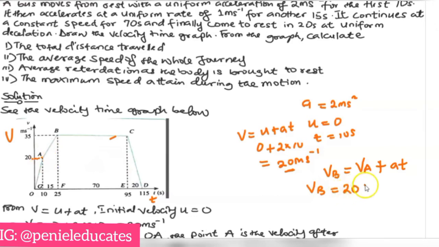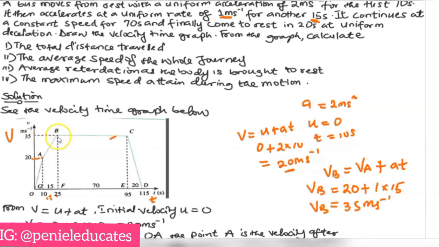So we have 20 plus the acceleration. We said it's 1 here, so accelerating at 1 meter per second squared for another 15 seconds. So 1 multiplied by 15. Then we have our velocity at B to be 35 meters per second. This is 25 minus 10, which is 15 seconds, that's 15 seconds, and it reaches 35 meters per second.